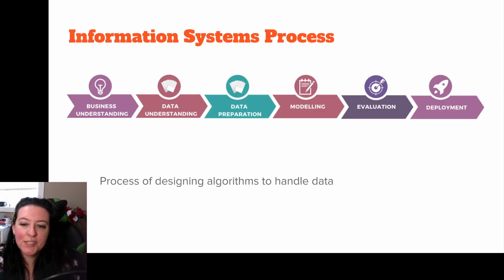Well, the information systems process is the process of designing algorithms to handle data. So in terms of the information systems process, we need to understand the business. Again, that business analysis. What is the business trying to be? Who do they want to be? What are their values? What are their constraints? How does what we're trying to do tie to strategy, and so on.